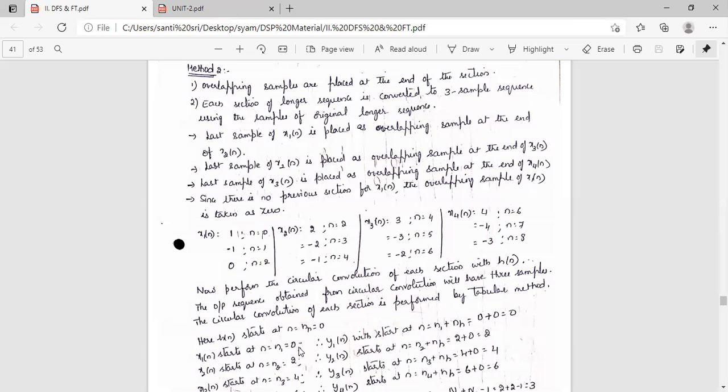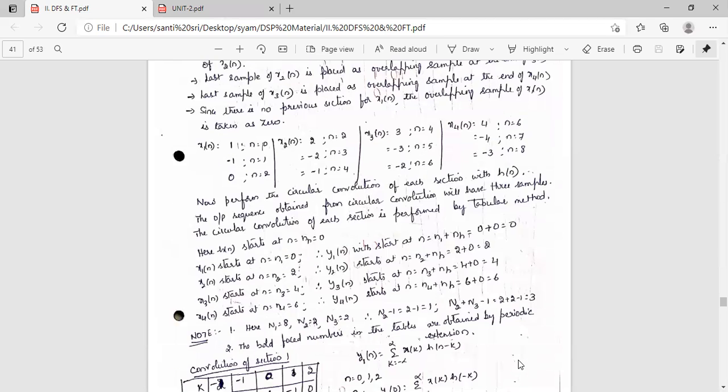Here x1 of n starts from n equal to 0, and h of n starts from n equal to 0. So n1 plus nh is 0 plus 0, y1 of n will start at 0. Similarly, x2 of n starts at n equal to 2, h of n starts at n equal to 0, so y2 of n starts at n2 plus nh, that is 2 plus 0 equals 2. Here x3 of n starts at n equal to 4, and h of n at 0, so 4 plus 0, 4. y3 of n starts at 4. Here x4 of n starts at 6, 6 plus 0, 6.